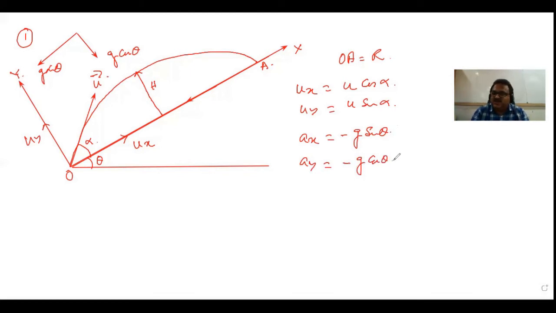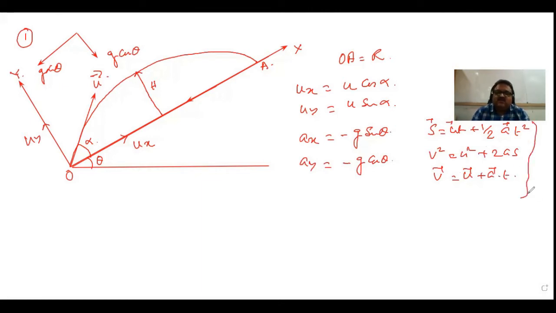Both the motions are uniform acceleration, so here we'll use these formulas only: s = ut + (1/2)at² in vector notation, v² = u² + 2as, and v = u + at. Is it clear? Now, first of all, let us try to find out the component of velocity at this point.